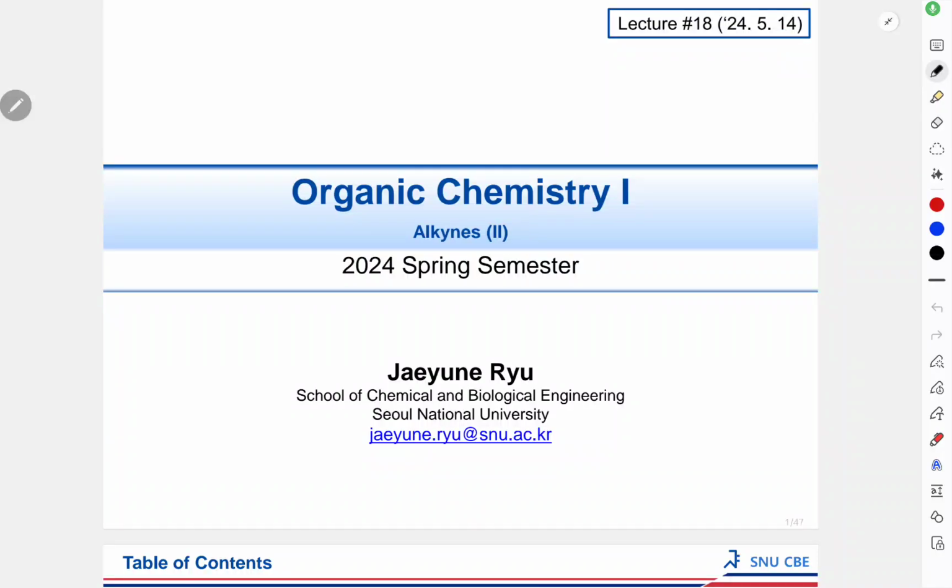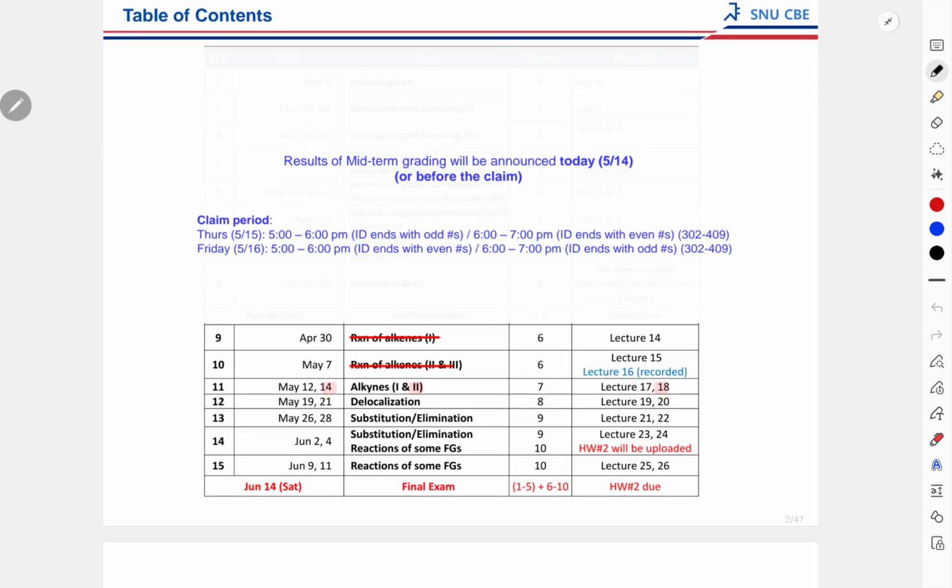Reactions of alkyne. Hopefully we can finish the chapter for alkyne today. And the midterm result will be announced probably today, or before at least the claim plan for tomorrow.